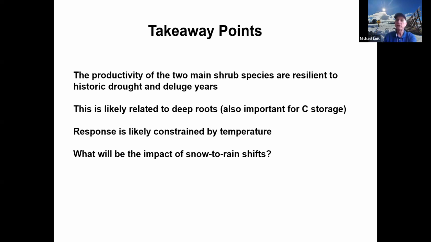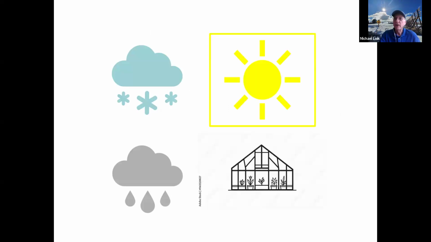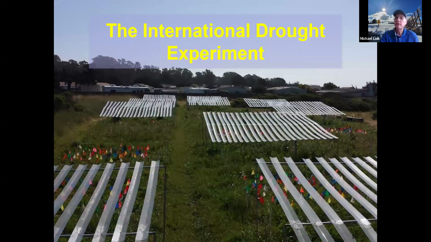And then one question that this doesn't really address is how will snow to rain shifts affect this system? If that same water is arriving as rain instead of snow, will the plants be as productive? And so we'll leave that as an important question and then shift over to drought in coastal grazed systems.